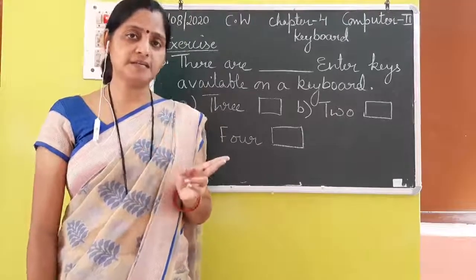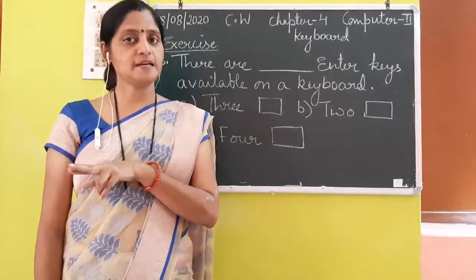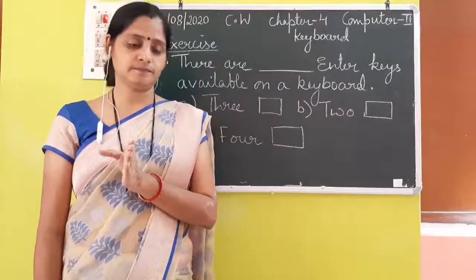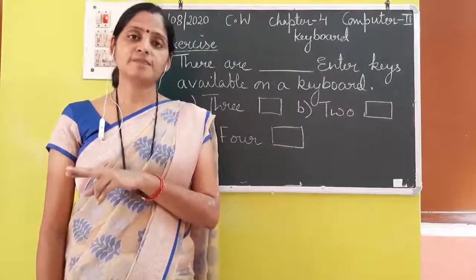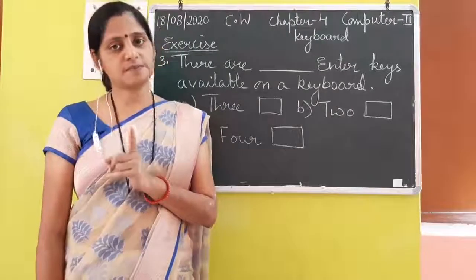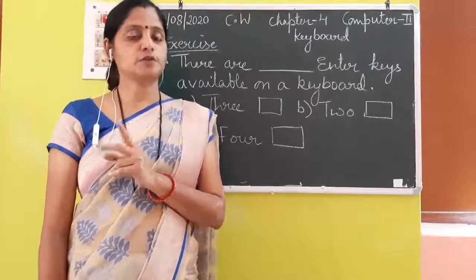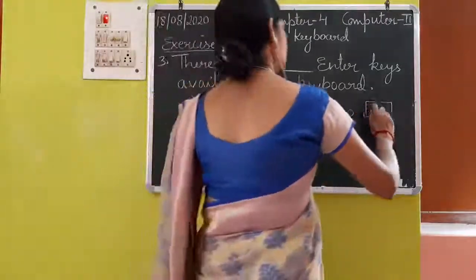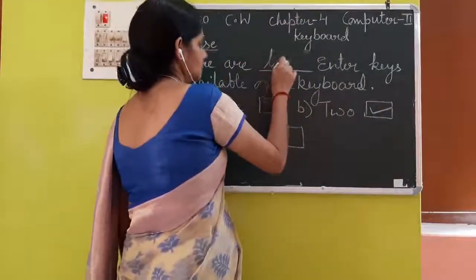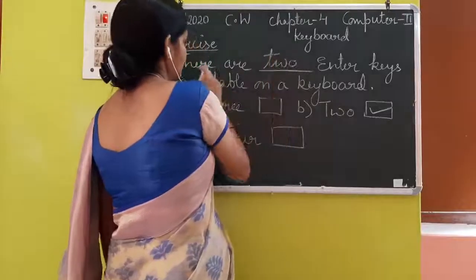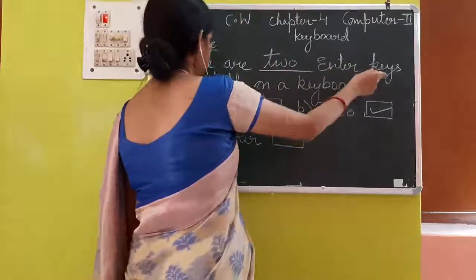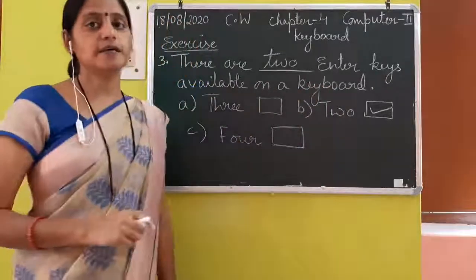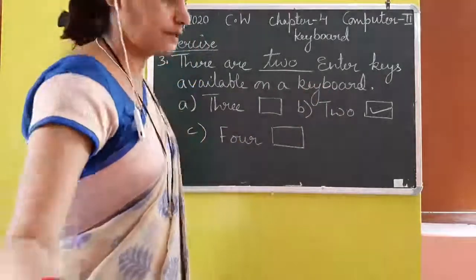One is number key and the other is numeric keypad, which is present on the right side of the keyboard. On that right side, along with the numeric keys, we also have an enter key. So we have 2 enter keys. So you will tick here and write here 2. So there are 2 enter keys available on a keyboard.